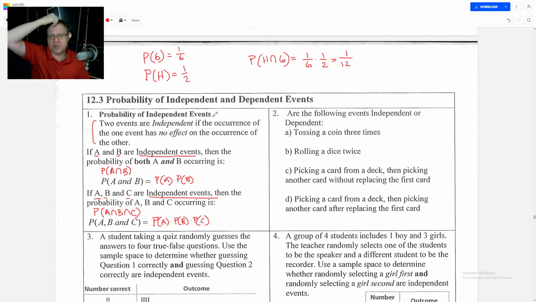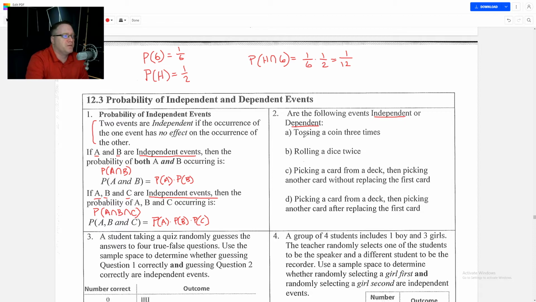Now, in order to use the rule of independent events, we have to know, are two events independent? So let's look at some examples, and we're going to make a decision and think, are these independent or not? Or maybe they're dependent, all right? So they could be independent or dependent.